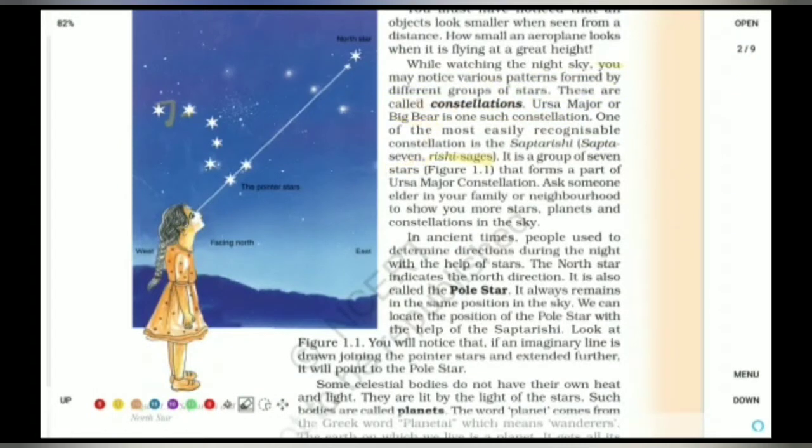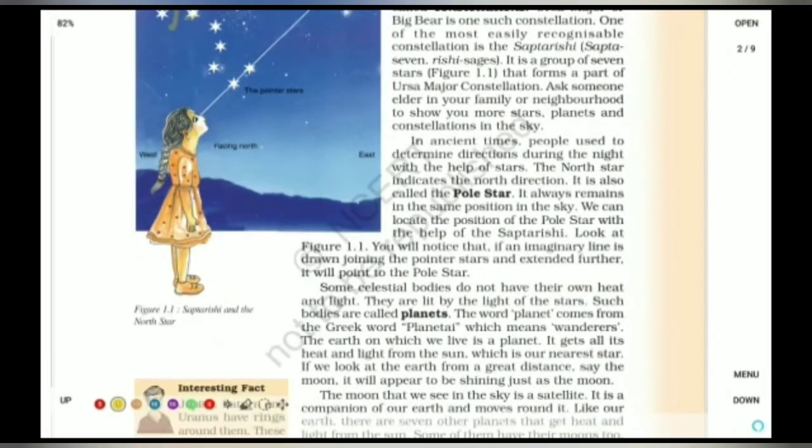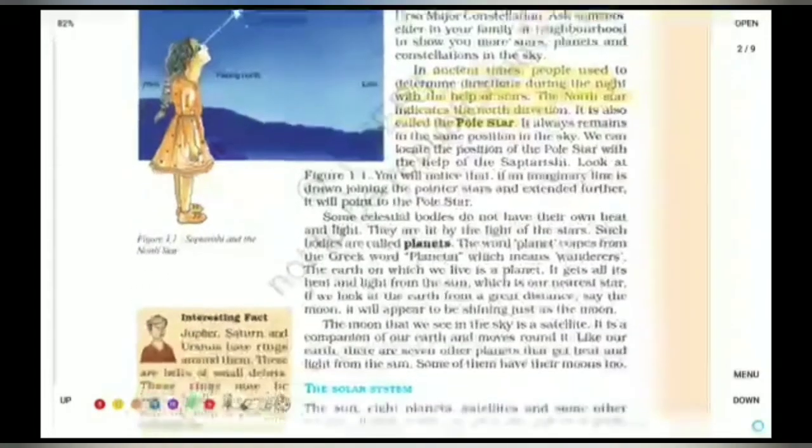Now moving down. In ancient times we didn't have a compass, etc. So how would you think old people navigated location at night? There was a technique. In ancient times, people used to determine directions during the night with the help of stars. They used them as their compass. The North Star indicates the north direction. It is also called the Pole Star, right? The North Star, also called the Pole Star, was used to indicate the direction north.